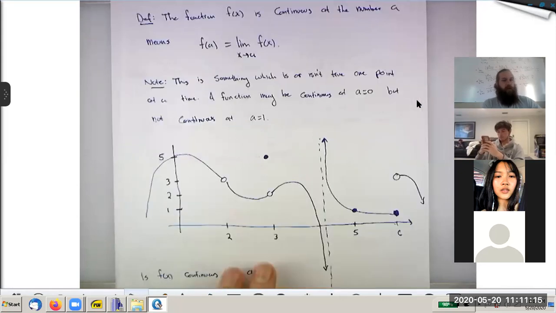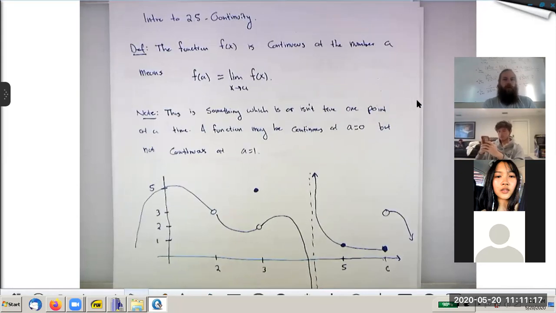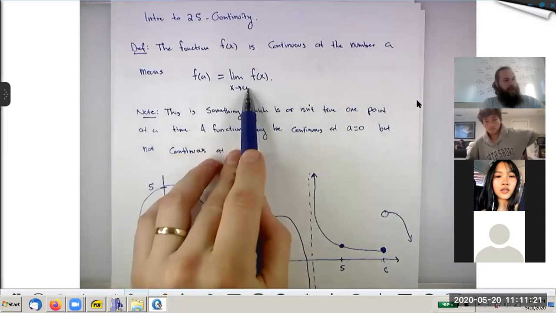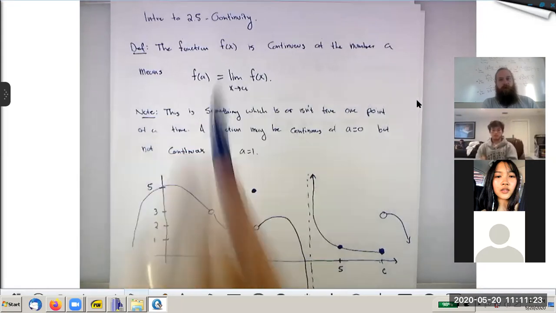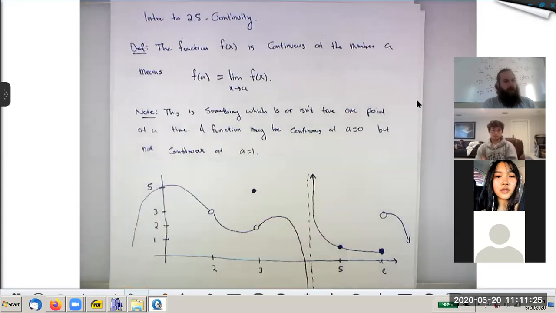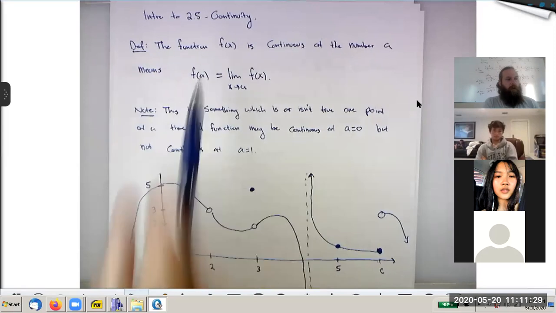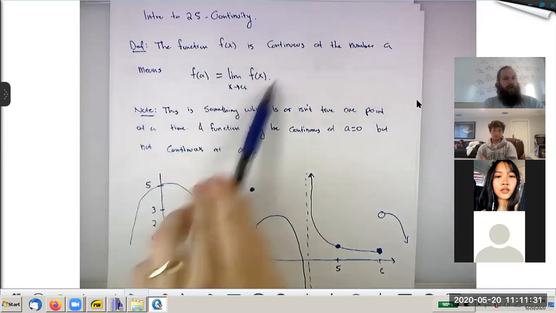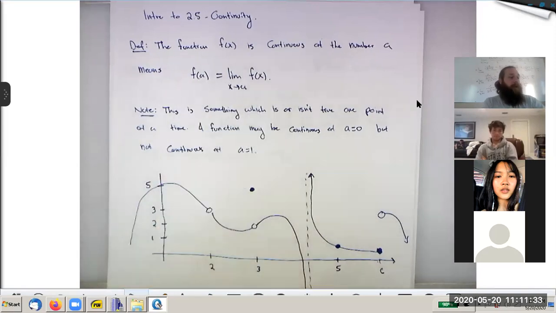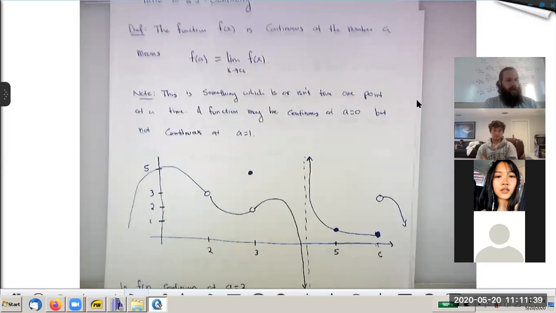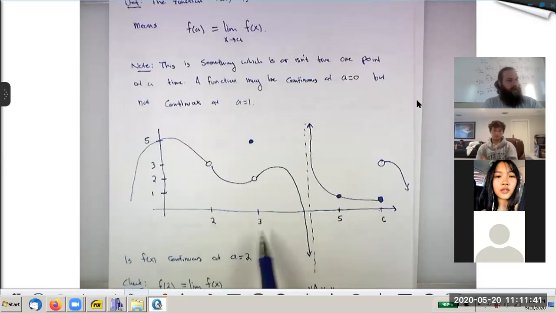So this is our definition of continuity. And you want to think about that. What does it mean for this to exist, for this to exist, and for them to be equal? Because each one of those can fail. A function can fail to be continuous by this not existing. A function can fail to be continuous by this limit not existing. And even if both of those things exist, a function can still fail to be continuous by them not being equal, which is what we saw here when a is equal to 3.